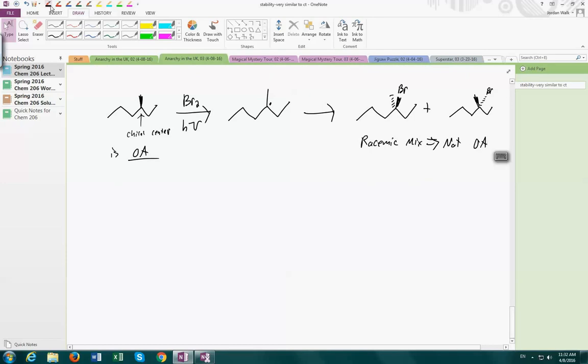All right, so moving on. Bromination number 3. This will be an allylic halogenation.